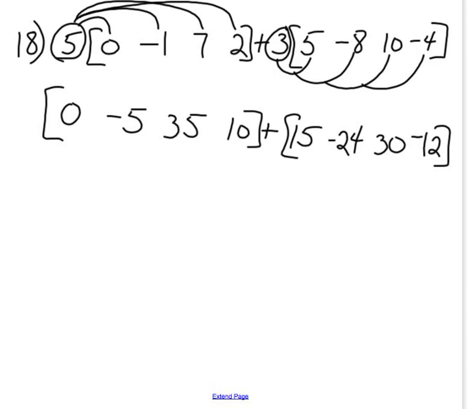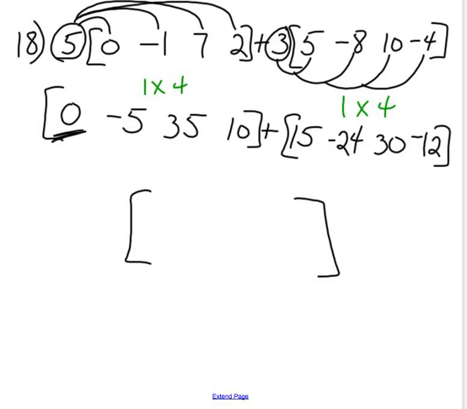For the first one, it has 1 row and 4 columns. 1 by 4. Second matrix has 1 row, 4 columns. Dimensions are the same, so I can add these two together. My answer matrix will also be a 1 by 4. 1 row, 4 column matrix. Just like in the previous problem, I will add elements in the same position together.